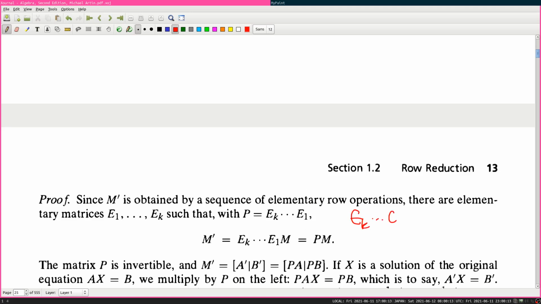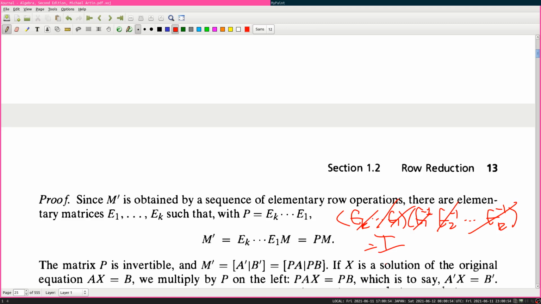You take Ek down to E1 and multiply it by E1 inverse, E2 inverse, up to Ek inverse. In this product, E1 cancels with E1 inverse, E2 cancels with E2 inverse, Ek cancels with Ek inverse, and you end up with the identity matrix. So a product of elementary matrices is always invertible. And in fact, any invertible matrix is a product of elementary matrices, which is kind of interesting. So there are some building blocks here.